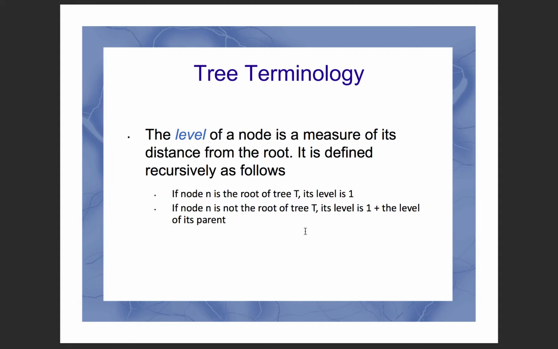So this is just the terminology saying that the level of a node is a measure of distance from the root. If you go to the formal definition, if node n is the root of the tree t, then its level is 1. If it is not the root node, then the level of that node should be 1 plus the level of its parent. So this is the way we can calculate.